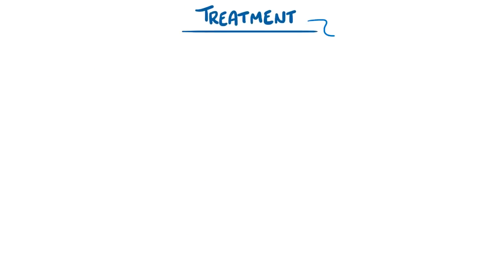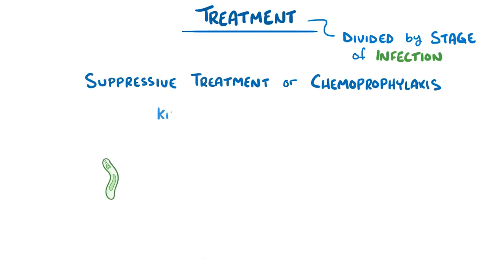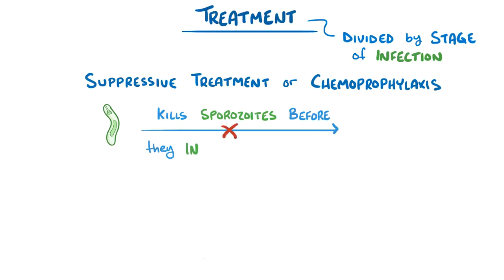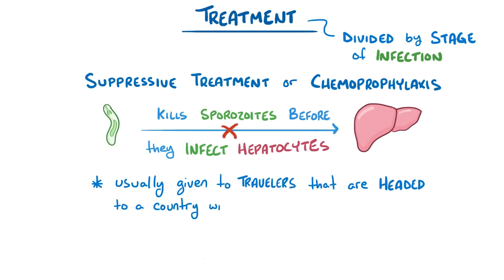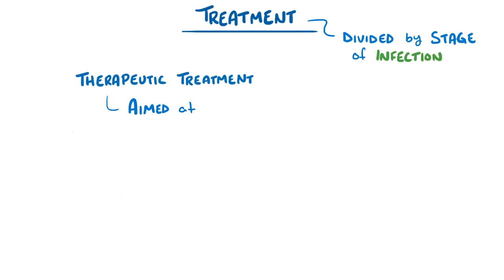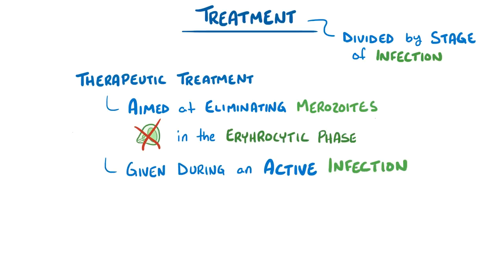Treatment for malaria is generally divided into the different stages of infection. Suppressive treatment, or chemoprophylaxis, is aimed at killing sporozoites before they infect hepatocytes, so it's usually given to travelers that are headed to a country with endemic malaria. Therapeutic treatment is aimed at eliminating merozoites in the erythrocytic phase, so it's usually given during an active infection.